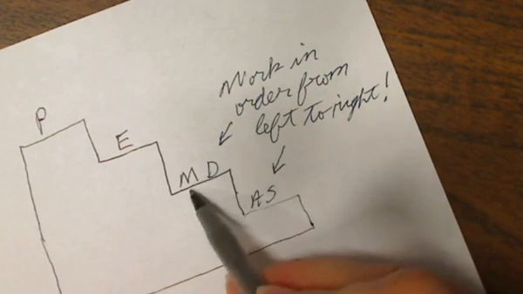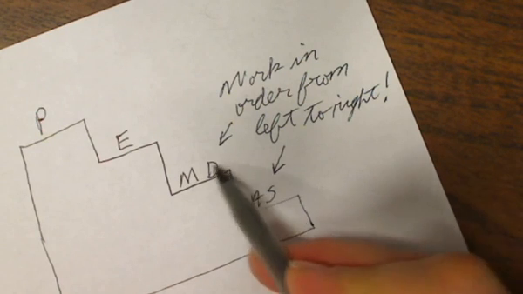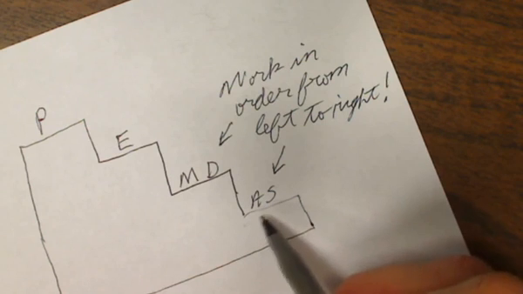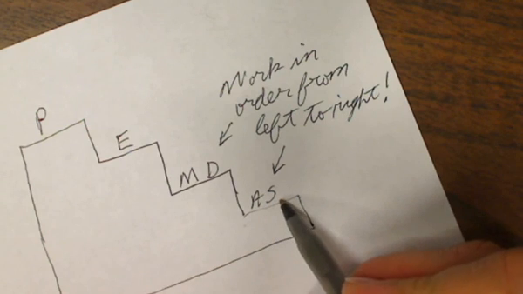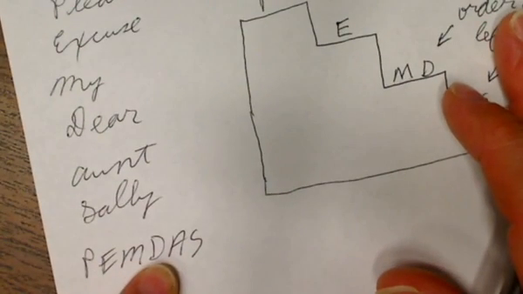You still do all the multiplications and divisions before you do any additions and subtractions, but multiplication does not automatically come before division, and addition does not automatically come before subtraction. That is one big problem with PEMDAS. It shows that multiplication comes before division, and that is not always true.